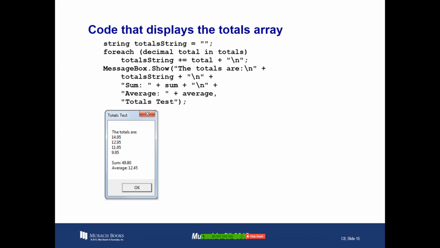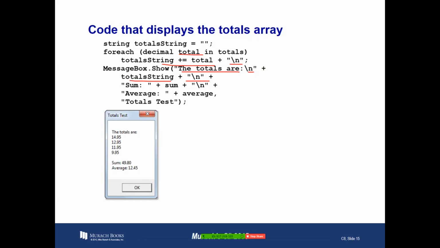So this is code that displays the totals array. It's the same thing where we're looping through these elements, and each time we're concatenating it on, followed by a return or a new line. \r is short for return, \n is new line, and so we say the totals are new line. And then the total string, which is the 4 elements, each time followed by a new line. So there's a new line at the end, and then we display out this.